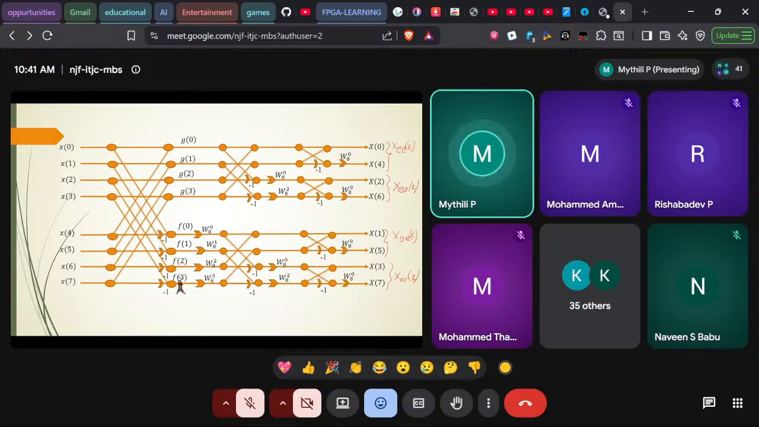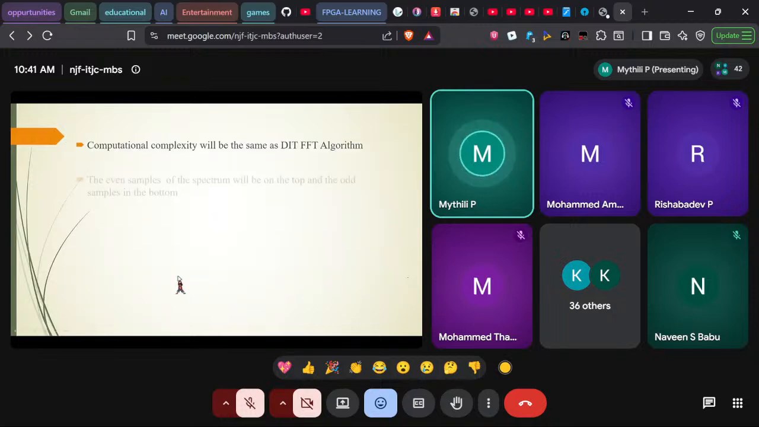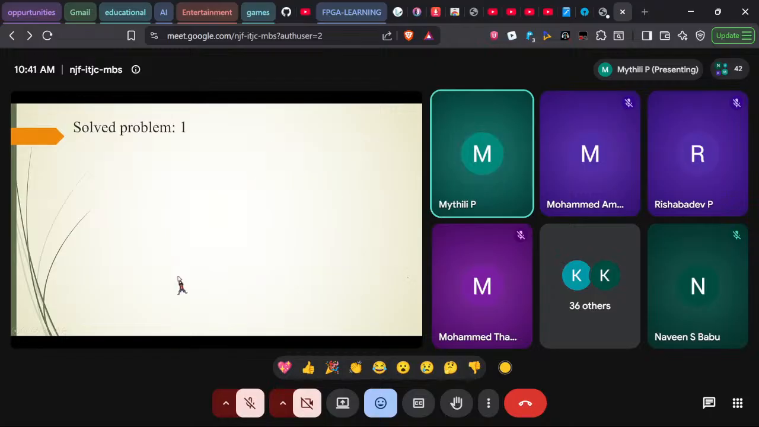The difference between decimation in time and decimation in frequency is that it's exactly opposite. In the time case, you rearrange all the input samples into a particular order, and then the spectrum will be in order. But for decimation in frequency, the input side is in order, and the output side is rearranged or decimated. Computational complexity will be the same, because the number of multiplications, butterflies, additions, everything is the same.